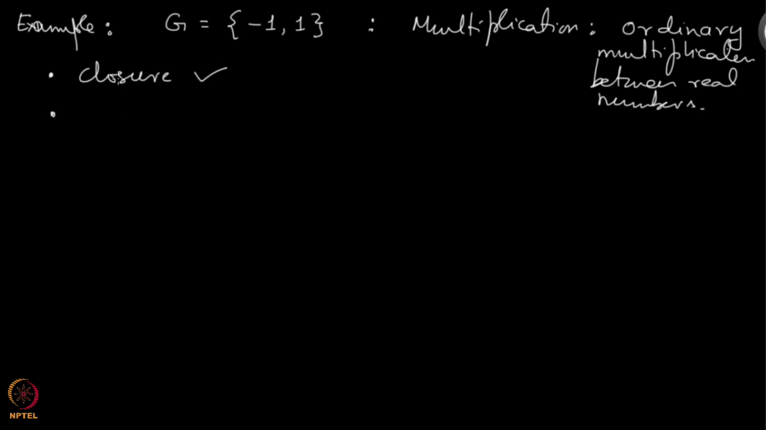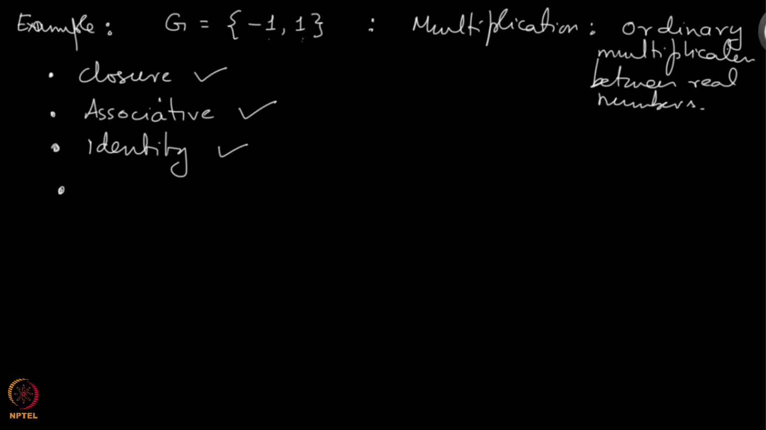Okay. Then what next? Associativity. Because it is ordinary multiplication and ordinary multiplication is associative, this is also true. Do we have an identity element? Yes, 1 is the identity element because 1 times 1 is 1, minus 1 times 1 is minus 1. Okay, so, that is an identity element. So, identity is there.